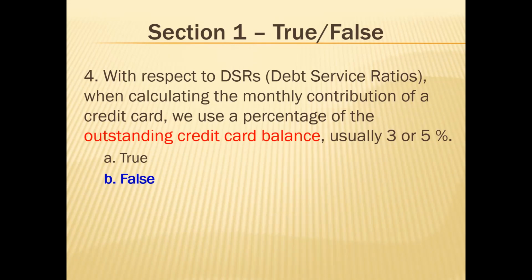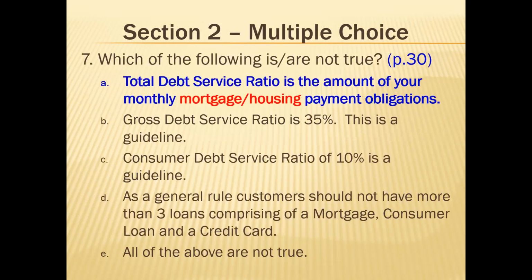So I'm going to move now to section 2, question 7. Which of the following is or are not true? This is covered on page 30 of your text. The total debt service ratio is the amount of your monthly mortgage or housing payment obligations. That is the one that is not true. Again, pay attention to what it's saying, mortgage or housing. Remember, the mortgage or housing portion is your GDS, your gross debt service ratio, not your total. The total is when you add everything together.